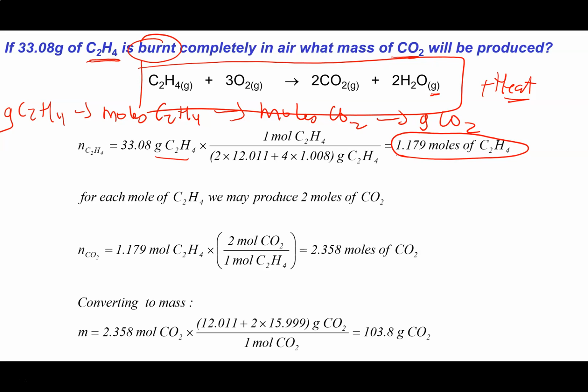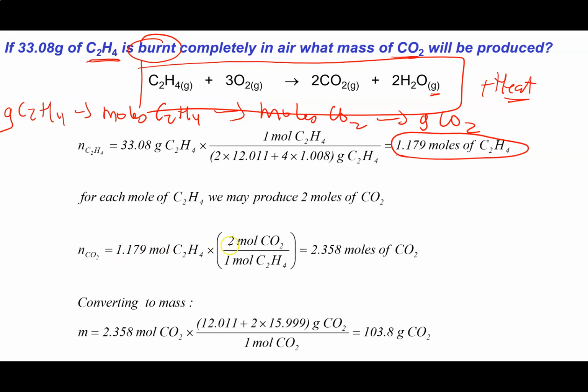Generally, molar masses are really easy for you because you have access to a calculator, or they're going to be given to you, so you don't need to be worrying about calculating them individually each time. Okay, so from my balanced equation, what I know is that for every 1 mole of C2H4, I get 2 moles of CO2. So I'm going to apply my mole ratio to get my moles of CO2.